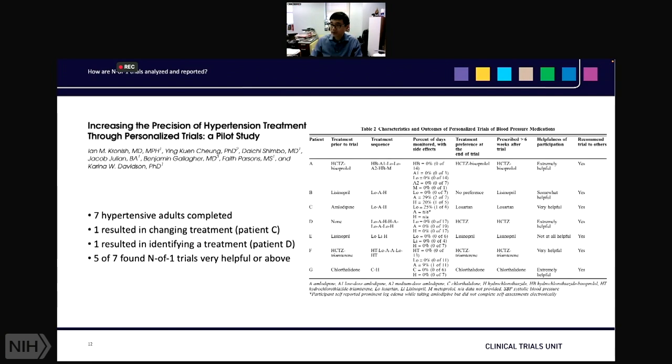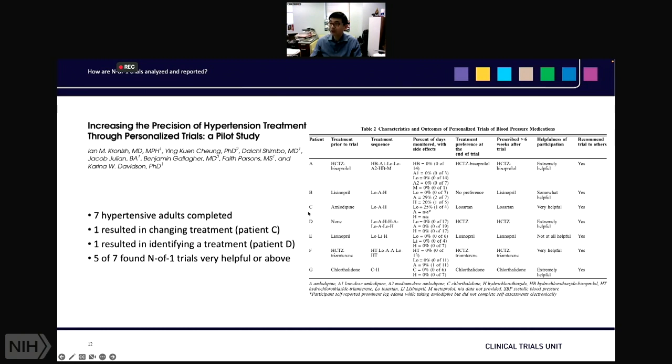It's fairly similar in the second hypertension study that we looked at. Again, 7 adults with hypertension completed N-of-1 trials, and this is a full table. This gives the treatment before the N-of-1 trial, and these are the treatment sequences. You can see that at the end of the trial, participants were asked to indicate their preference of the BP medication as a result of the N-of-1 study. So, for example, for patient A, the preference remains the same as the prior treatment.